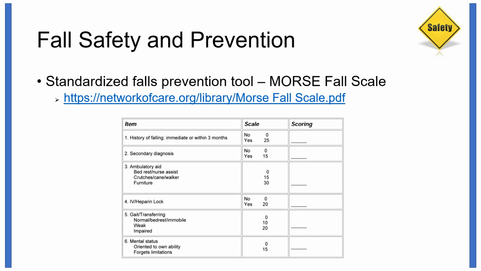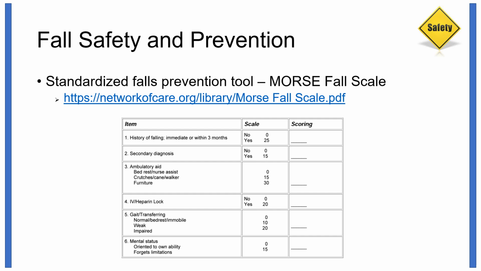If they already have a history of falling, that already puts them at risk. If they have any type of secondary diagnosis, same thing. If they are using any type of assisted devices, here where it says furniture, that means they don't have an assisted device, but they hold on to things as they walk, like the wall or the bed rail. If they even have an IV heparin lock, what that means is even if they don't have any tube connected to their IV, if they just have an access point, that already puts them at higher risk for falling.